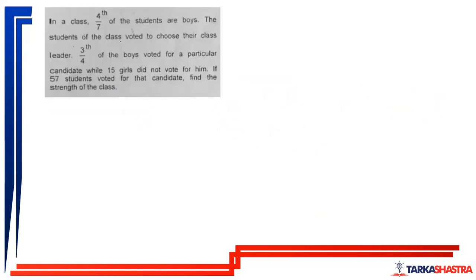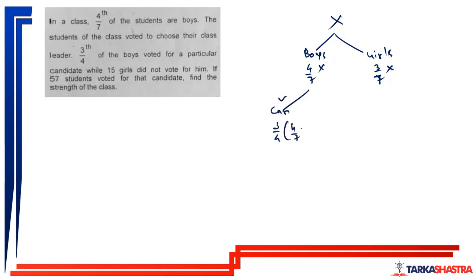Next, in a class, 4/7 of the students are boys. So let us say there are X students in a class. 4/7 of the students are boys. So boys are how many? 4/7 of X. So remaining obviously are girls, which are 3/7 of X. Correct. The students of the class voted to choose their class leader. Very good. 3/4 of the boys voted for a particular candidate.